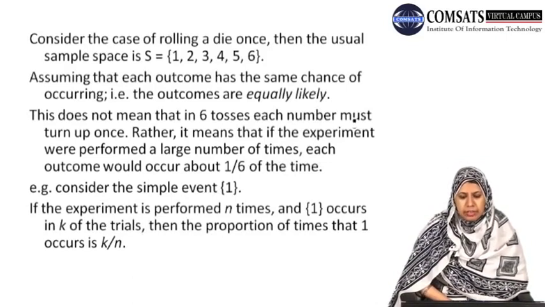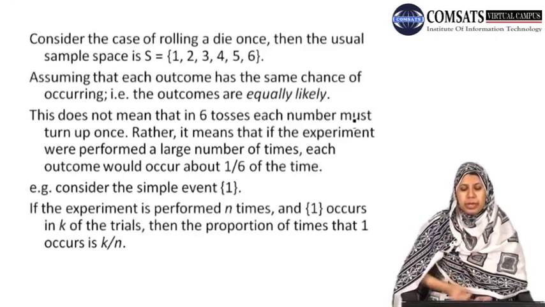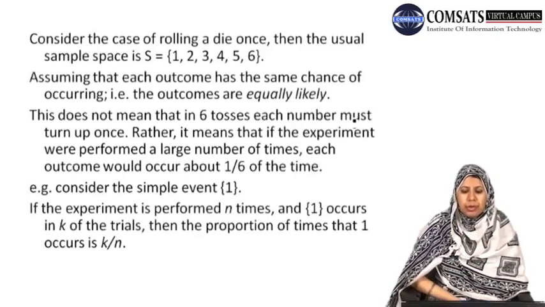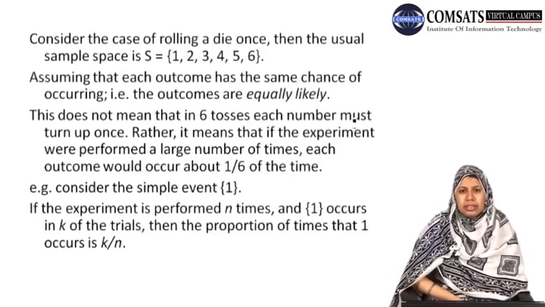This does not mean that in 6 tosses each number must turn up once. Rather, it means that if the experiment were performed a large number of times, each outcome would occur about 1/6 of the time. For the sake of simplicity, we consider the simple event 1. We are interested in knowing that if we perform our experiment many times, what will be the possibility we obtain the outcome 1, that is, the die turned up with the face 1.